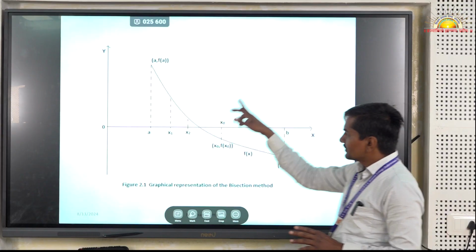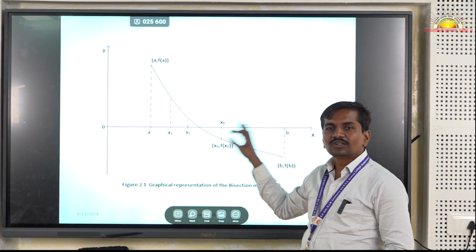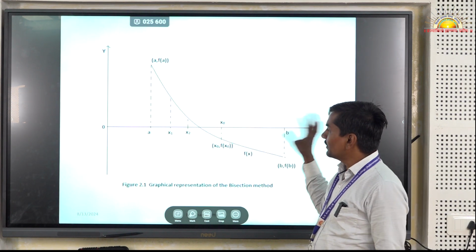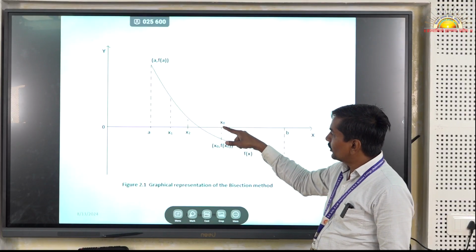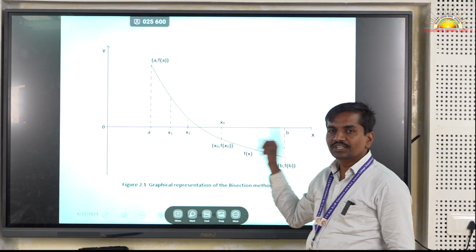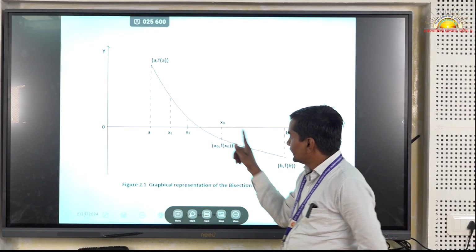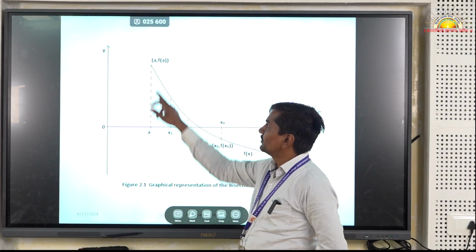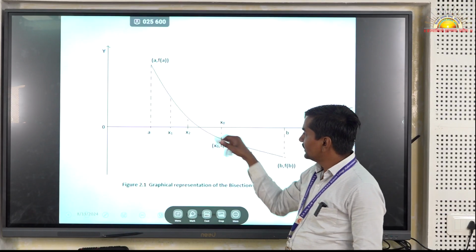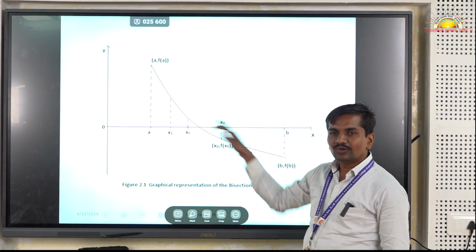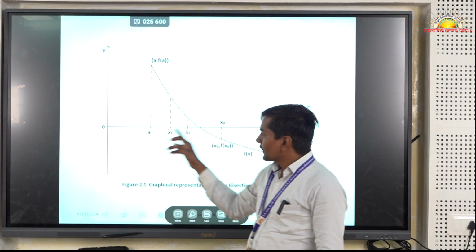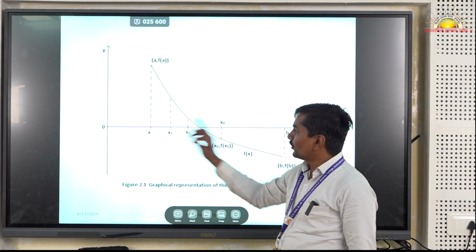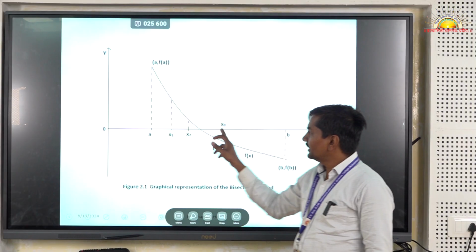Now, suppose the value of the function at x naught is non-zero. In our graph we have seen the value of the function at x naught is negative. So, what does it indicate? It indicates the root lies between a and x naught, because the value of the function at a is positive and at the new point x naught the value of the function is negative. So, using the basic principle, the root lies between these 2 points. That means the root lies between a and x naught.